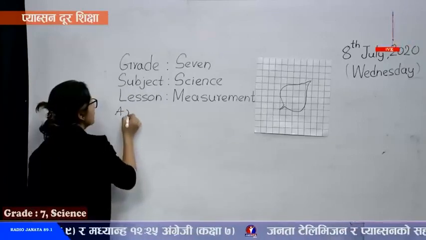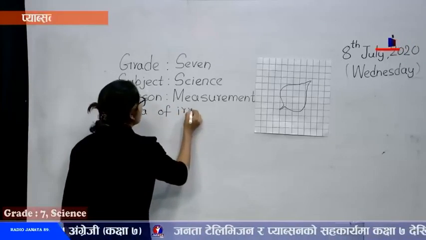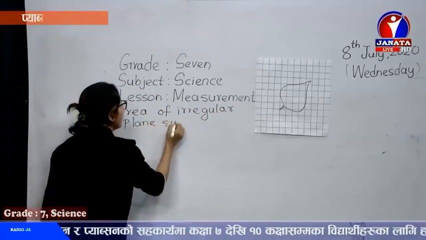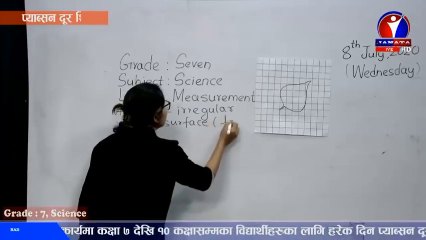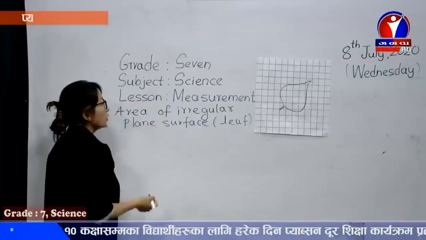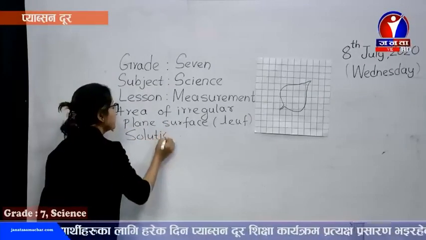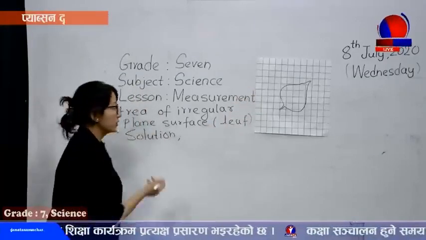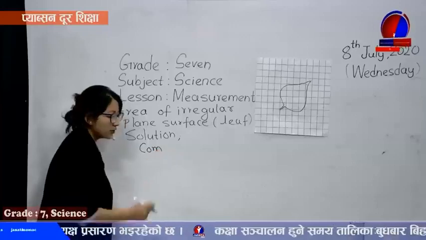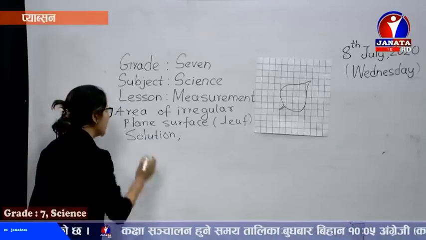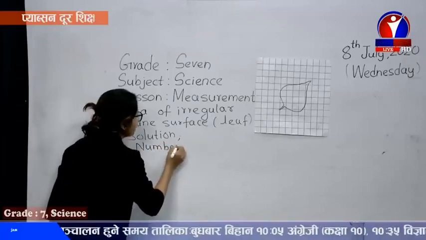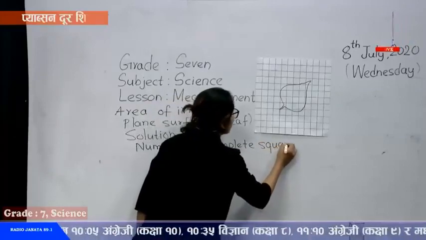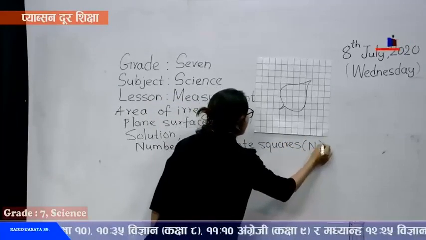Here, we're going to calculate the area of an irregular plane surface. And for this, today we have taken a sample leaf. A leaf is taken here. So first of all, we count the complete squares covered by the surface. So here, number of complete squares, let's denote it by N1.